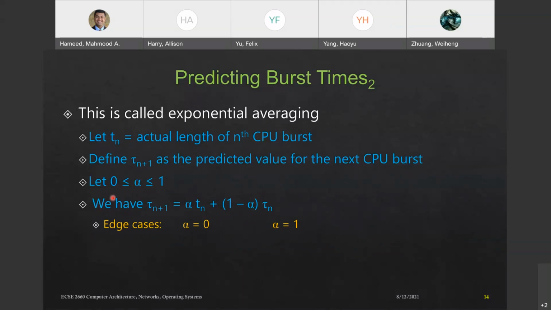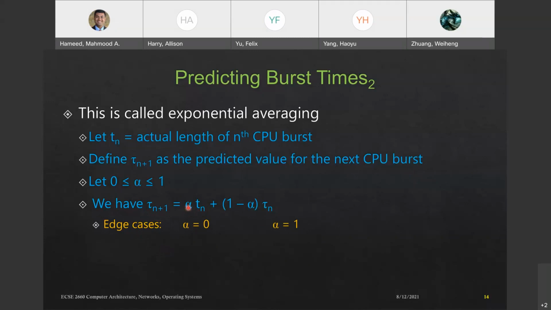Alpha is a parameter that varies from 0 to 1. What we have for the predicted value for the CPU burst time for the n plus 1th time is alpha times the actual previous plus 1 minus alpha times the predicted previous. So what are the edge cases here? Alpha is 0 and alpha is 1.